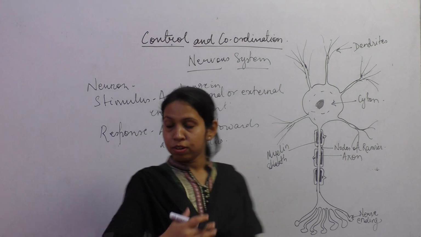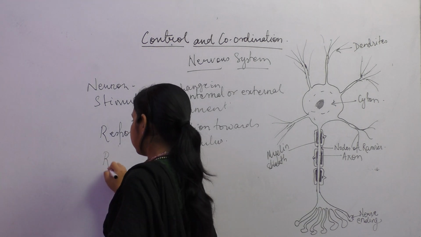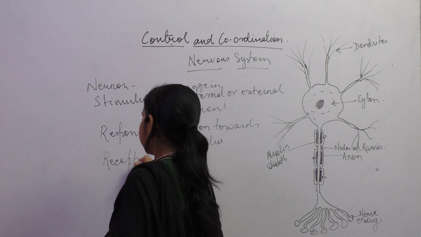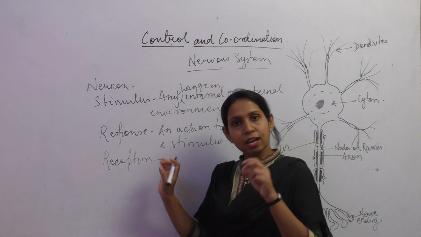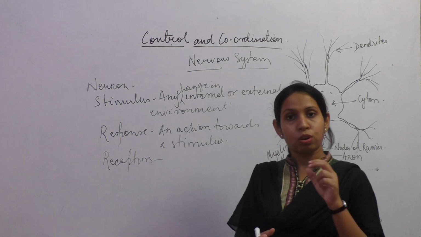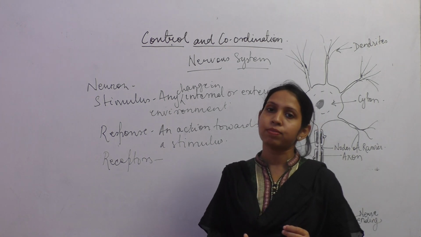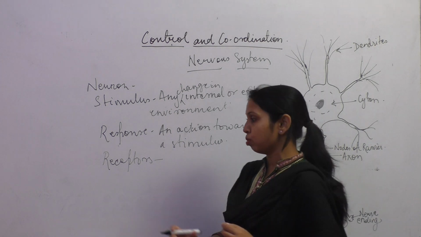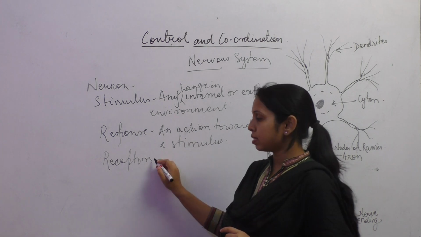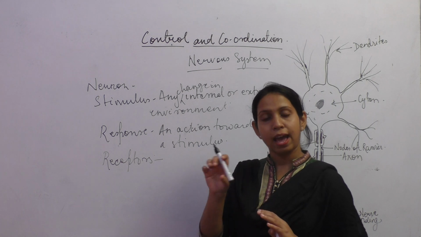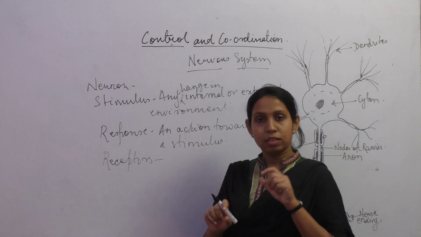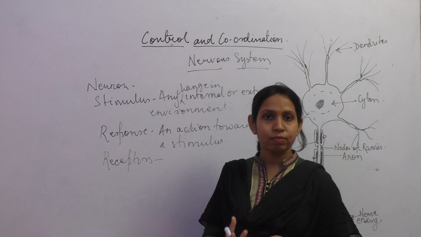Apart from this, we also have the term receptors. Receptors are certain cells, tissues or organs which are going to receive the impulse or receive the stimulus. That is why they are called receptors. Like we have 5 sensory organs, which have these receptors to receive something.